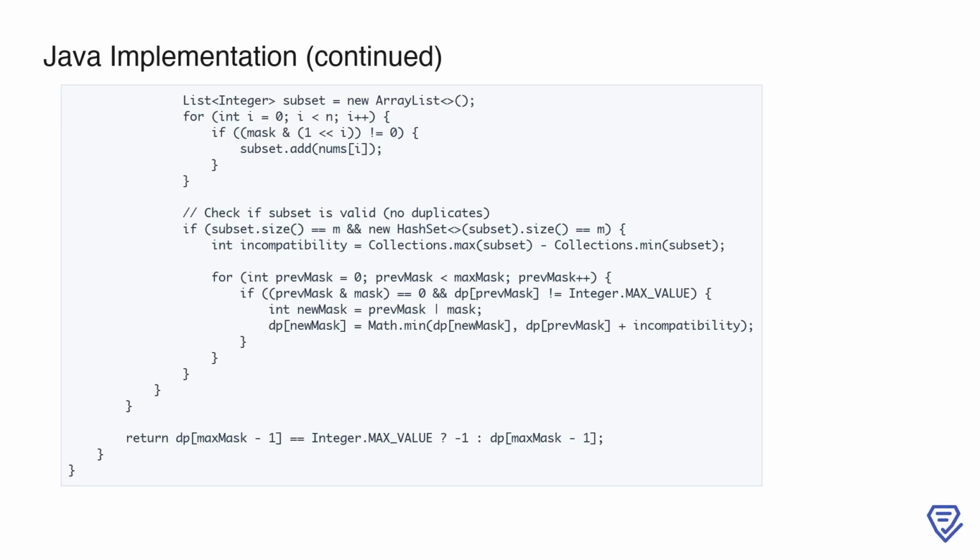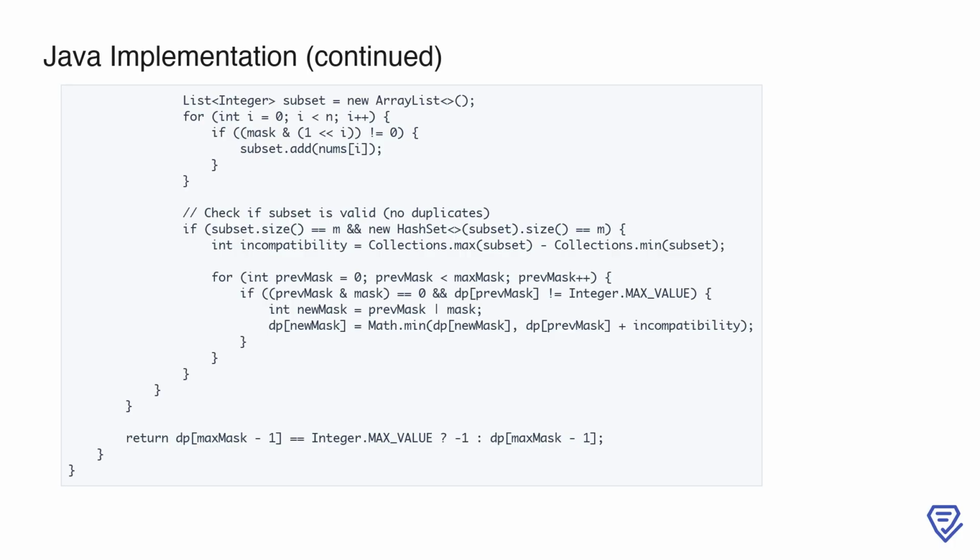Once the subset is formed, we check if it is valid. It must have exactly m elements, and all of them must be unique. To ensure uniqueness, we compare the size of the subset with the size of its conversion to a hash set. If the subset is valid, we calculate its incompatibility as the difference between the maximum and minimum elements of the subset.